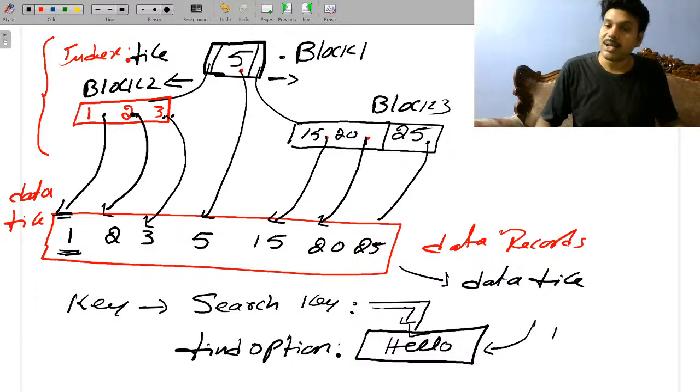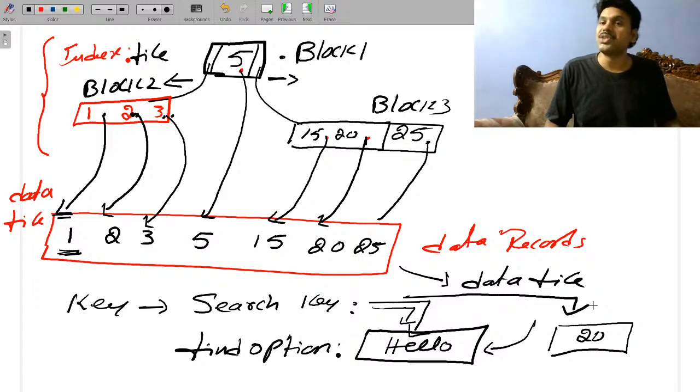So for example, in the same story, if I want to search for 20, this is your search key now. If I ask you to search for 20, it starts checking: 20 is greater than 5 and greater than 15. Yes, I got 20 here, in block 3. But you cannot get the record directly. Take its associated record pointer. With the help of the pointer only can you pull the information.